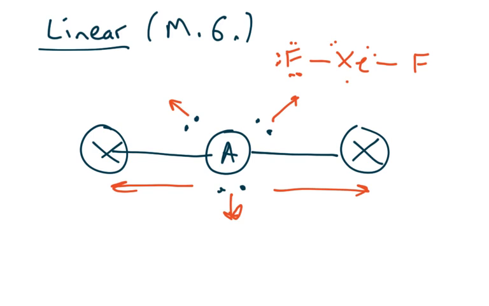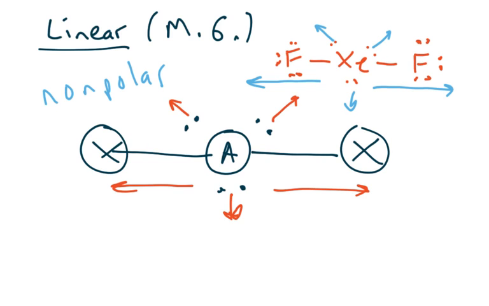This is linear. It has 5 domains, so the electron geometry is trigonal bipyramidal, but the molecular geometry is linear. But this structure ends up being nonpolar because this electronegative element cancels out this one, and the lone pairs are 120 degrees to each other. They also cancel out, so it ends up being nonpolar. Okay, so that's one of the exceptions.